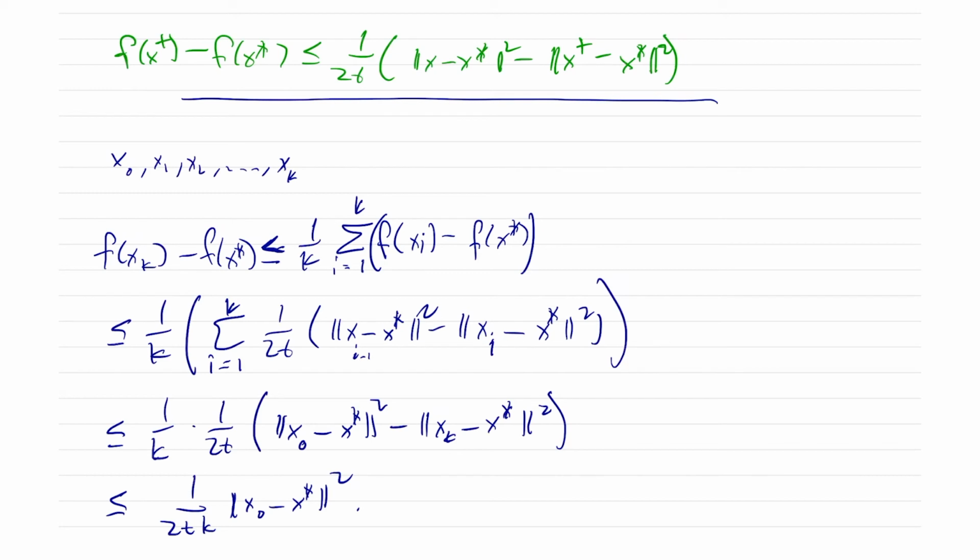Basically what we see is that the difference between f of x_k, where x_k comes from the kth iterate of our gradient descent algorithm, and the optimal point, this difference is being constrained by this.